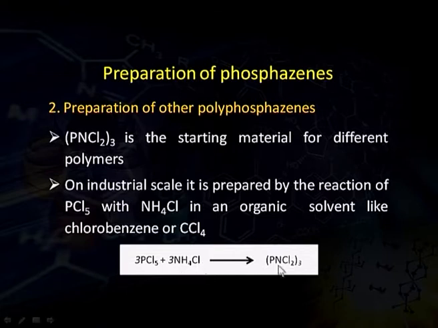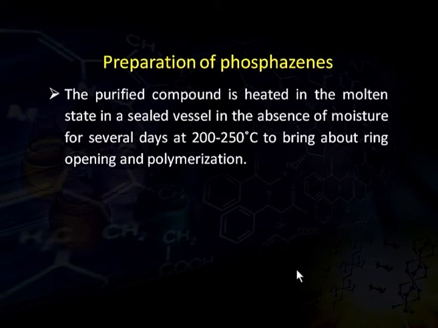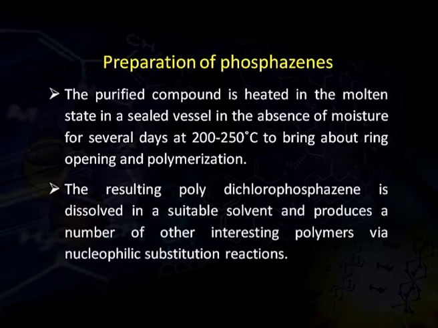that is a trimer. The purified compound is then heated in the molten state in a sealed vessel in the absence of moisture for several days at a temperature of 200 to 250 degrees Celsius to bring about ring opening and polymerization. The resulting dichlorophosphazine is dissolved in a suitable solvent and produces a number of other interesting polymers via nucleophilic substitution reactions. So, here we can see this is the cyclic trimer.